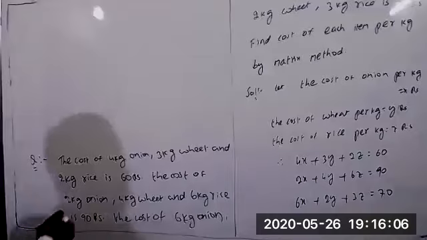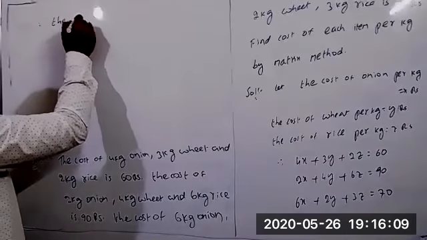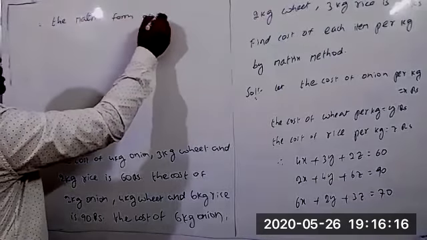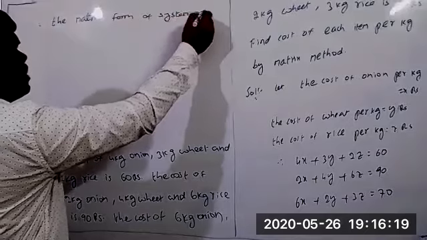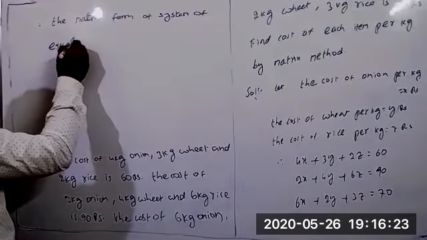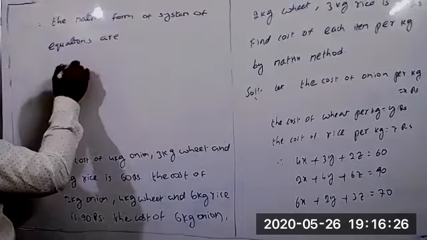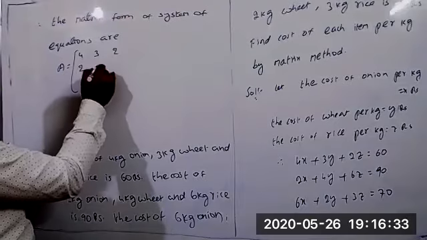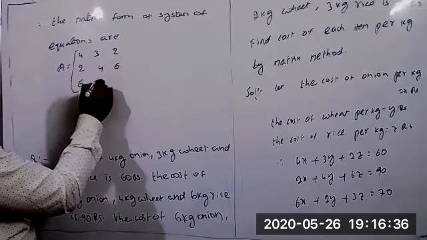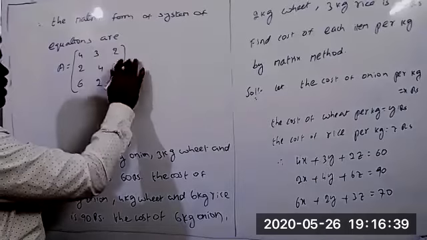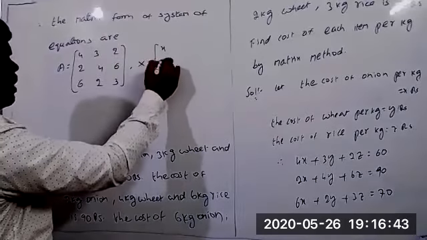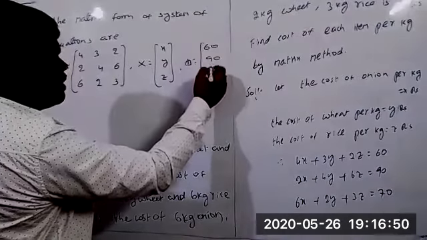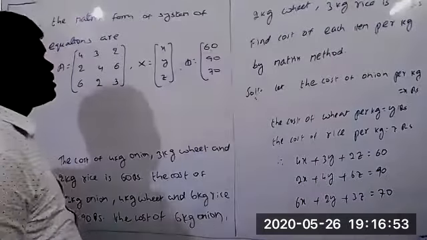So therefore, the matrix form of the system of equations is: here A equals what? A equals 4, 3, 2, 2, 4, 6, 6, 2, 3, and the matrix X equals X, Y, Z, and matrix B equals 60, 90, and 70.